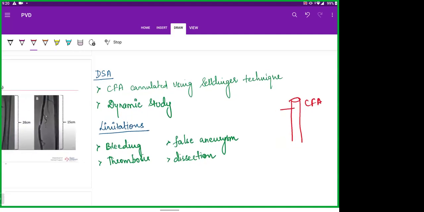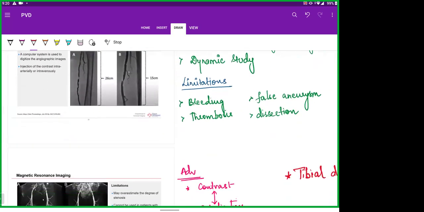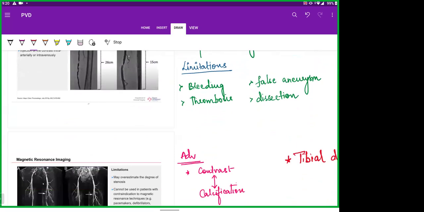When we talk about the complications of digital subtraction angiography, since it's an invasive thing, you can have bleeding and there can be thrombosis at the site of cannulation. There can be false aneurysm and dissection formation. And sometimes, very rarely, there can be an anaphylactic reaction to the radiopaque dye that we are injecting.